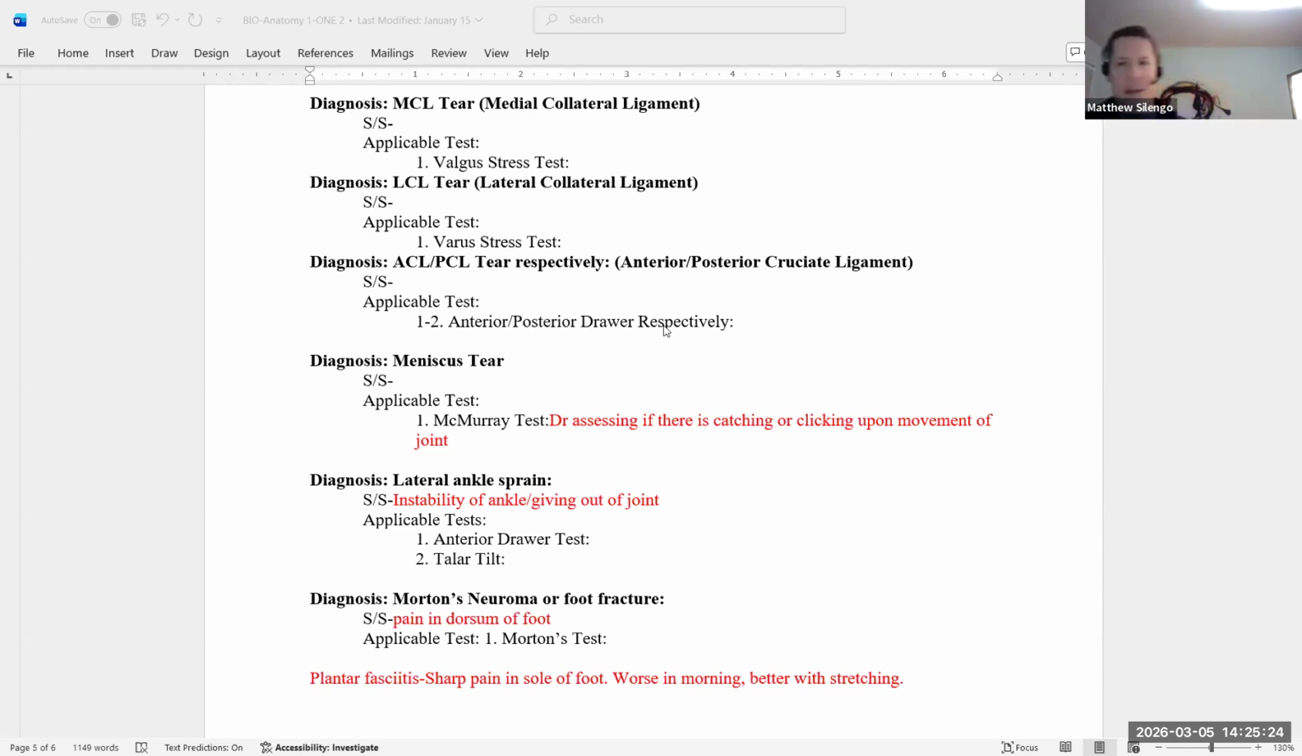And posterior is the same principle. It's just if the tibia is able to be pushed posteriorly relative to the femur, that would be a positive posterior drawer test, and would indicate a posterior cruciate ligament tear.